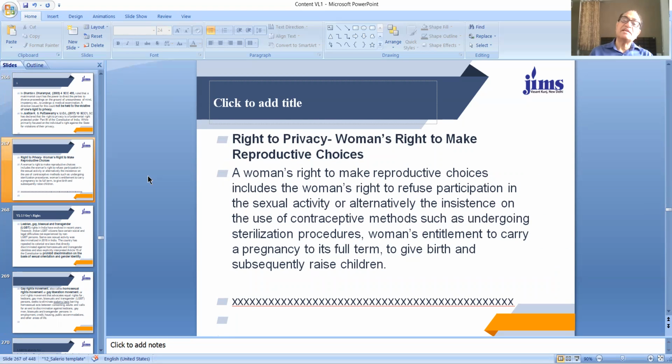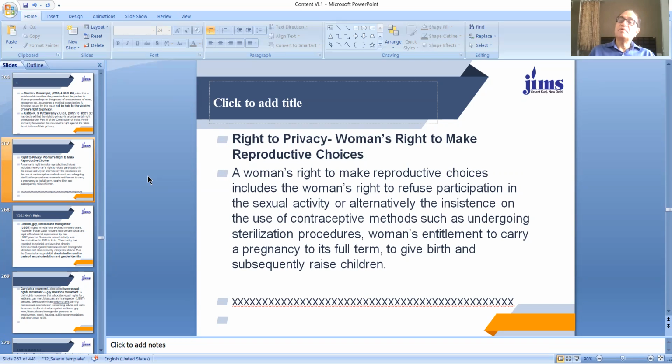Then, dear students, this privacy extends to the limit of women's right to make reproductive choices. A woman wants to have a baby girl. She doesn't want a baby boy. She wants a test whether she is going to deliver a male or female child. You know, this is prohibited in our country. But a woman's right to make reproductive choices includes the woman's right to refuse participation in sexual activity, or alternatively, the insistence on the use of contraceptive methods, such as undergoing sterilization procedures, the woman's entitlement to carry a pregnancy to its full term, to give birth and subsequently raise the children, all are part of the right of privacy of the woman. She has the right to make reproductive choices.